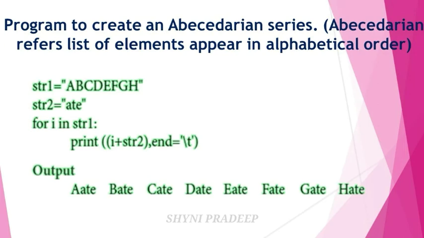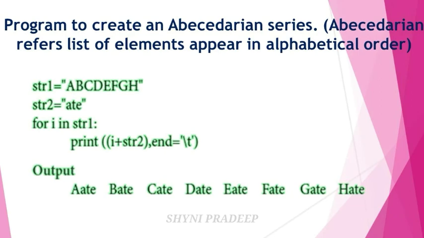Okay. So you have to take the letters one by one from string 1. So you have to first take A. Okay. A plus string 2. So A 8 and the next tab. After that take the next letter B. B plus string 2. So B 8 and the next tab. And next take the next letter, that is C. C plus str2 means C 8. So again continue until H. Okay. So this is the output.